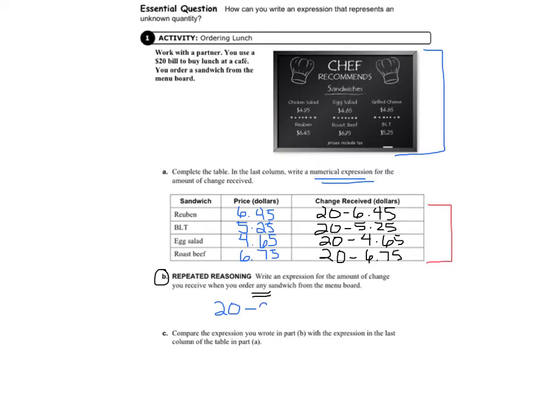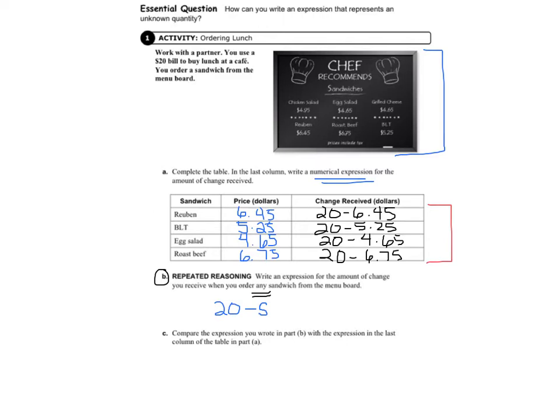That's what a variable is. It's a number that varies. It changes. So our answer here is 20 minus S. And I'm using S for the sandwich because that's what that stands for, the price of your sandwich.